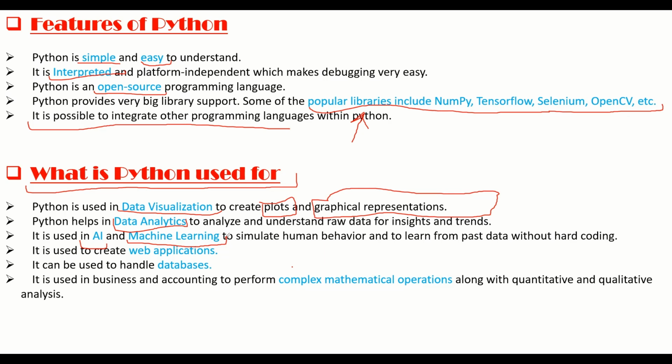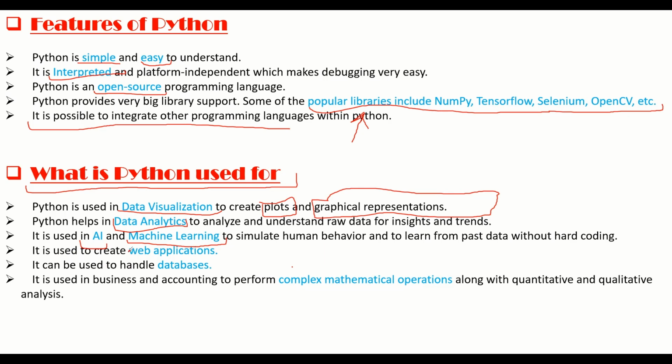Python's simplicity and readability make it ideal for prototyping and experimenting with machine learning models, allowing developers to train and deploy sophisticated AI systems with relative ease. So this is the use of Python in AI and machine learning. Move to the next topic.